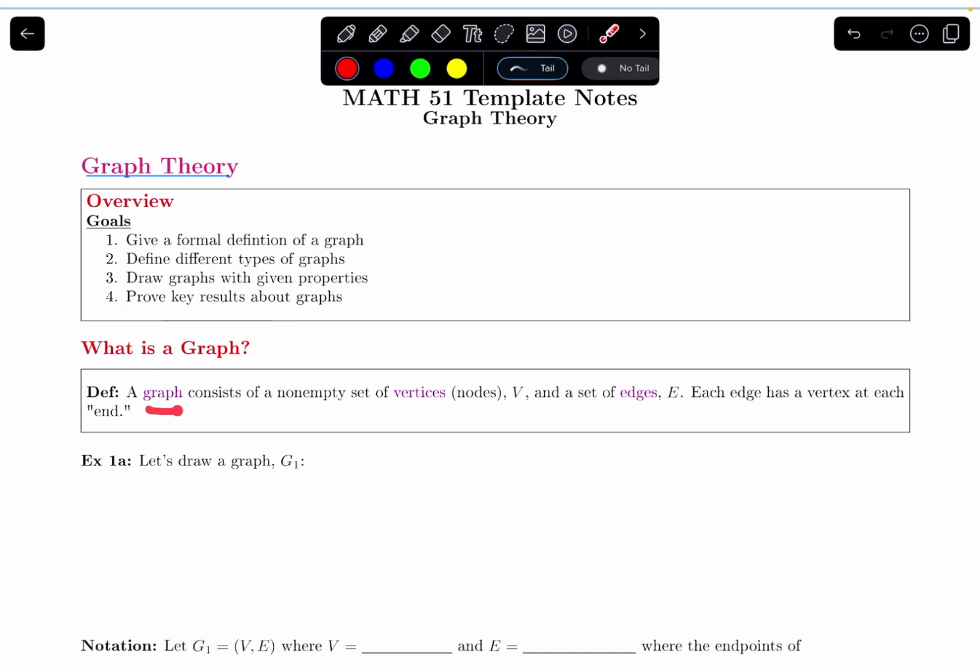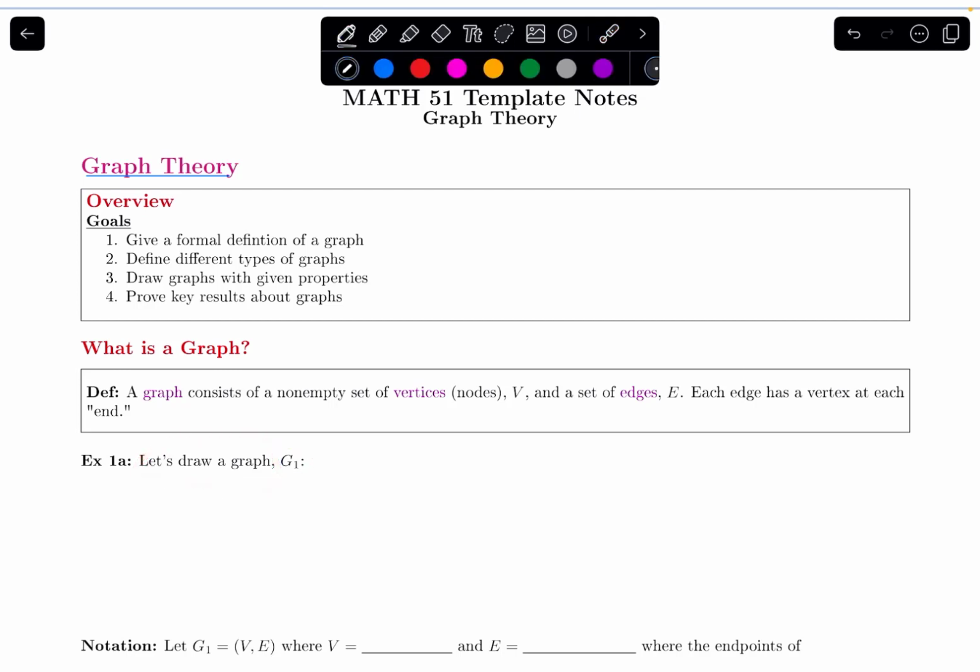So a graph consists of a non-empty set of vertices, V, and a set of edges, capital E. And each edge has a vertex at each end. So the easiest way for me to explain what this is is to draw an example. Let's draw a graph, and I'm going to call the graph G1.